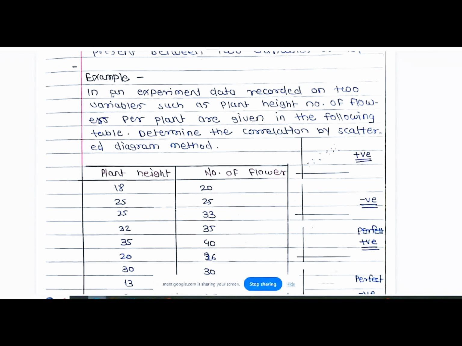The problem: in an experiment, data recorded on two variables, such as plant height and number of flowers per plant, are given in the following table. Determine the correlation by the scatter diagram method. They have given you the name of the method; you have to find out the degree of correlation by using the scatter diagram method.